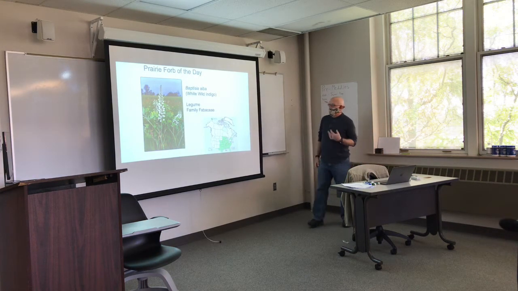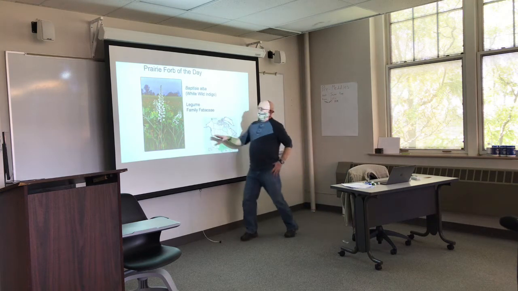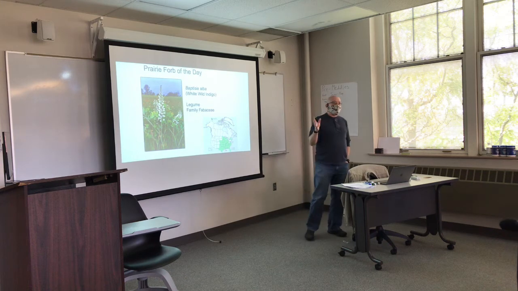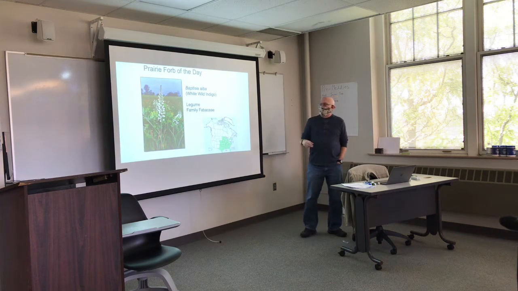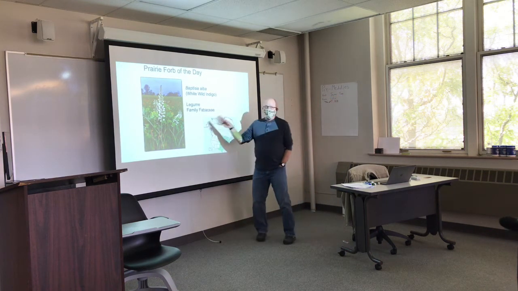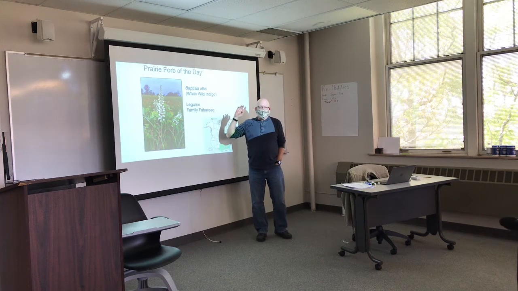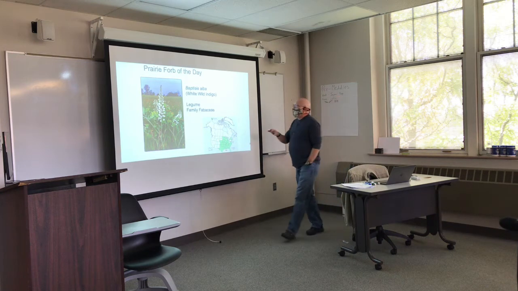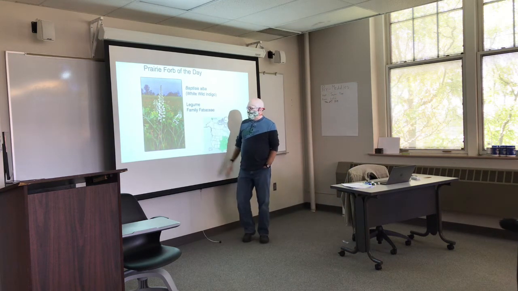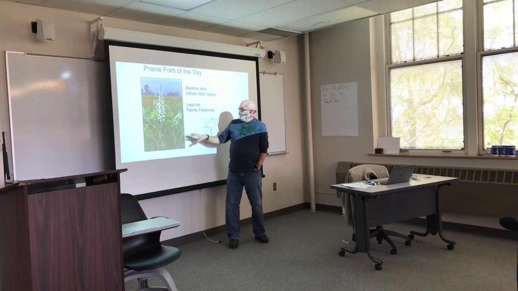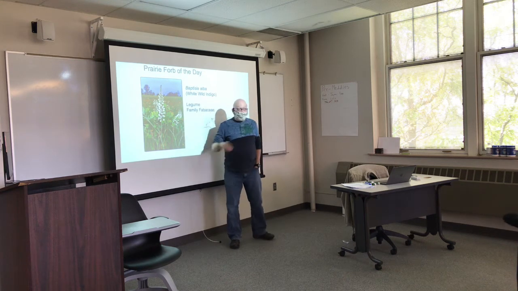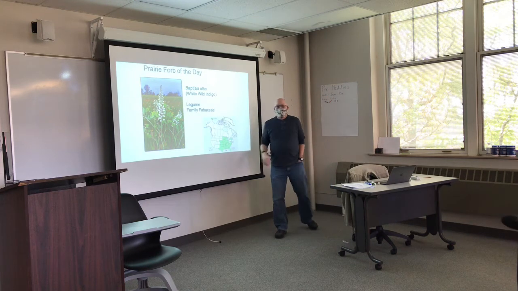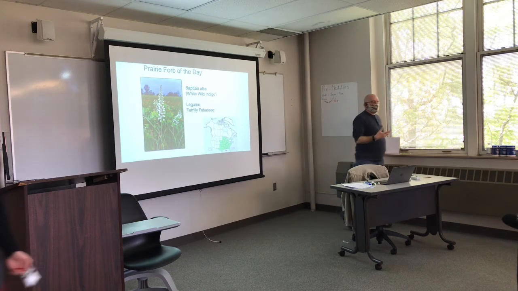Baptisia alba is my favorite indigo. You also saw these out at the prairie, and you might have also seen some of these out at the glade as well. That's a different variety of Baptisia, which is Baptisia purpurea, the purple indigo. My favorite is the white indigo because it has these pretty white flowers. It has the pinnately compound leaves that are common for the family Fabaceae. The family Fabaceae is the legume family.